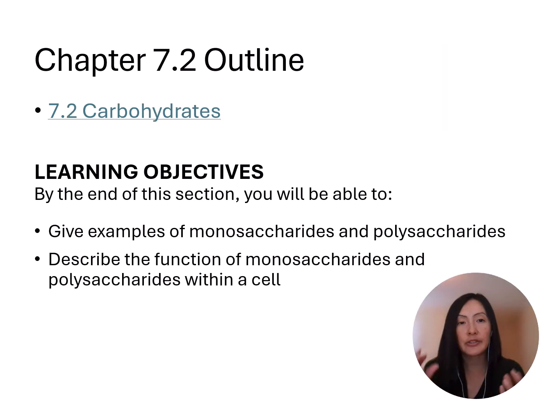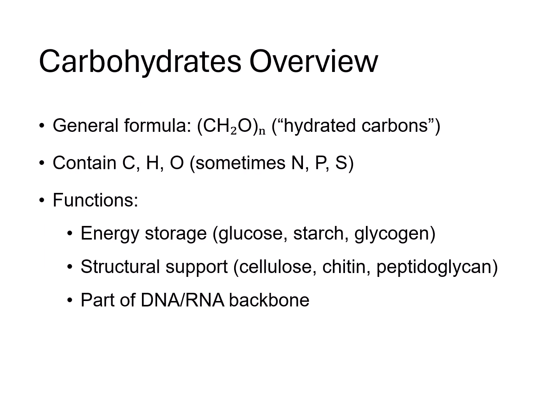All right, our next section is 7.2, carbohydrates. And by the end of this section, you'll be able to give examples of monosaccharides and polysaccharides and describe their functions in the cell. Carbohydrates have the general formula CH2O with N over here, so that if N, for example, were 6, this would be C6H12O6, such as we saw in glucose earlier.